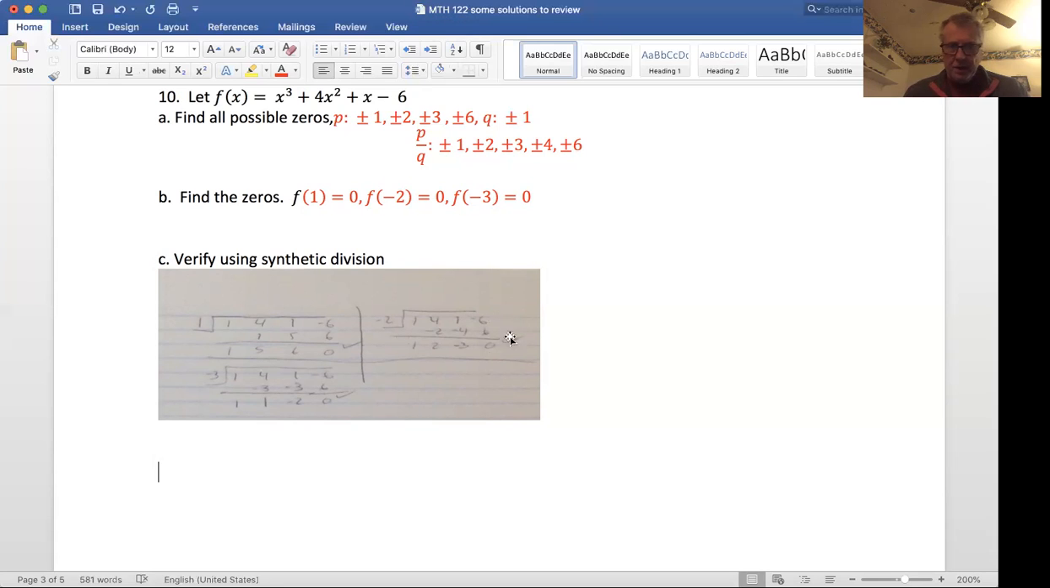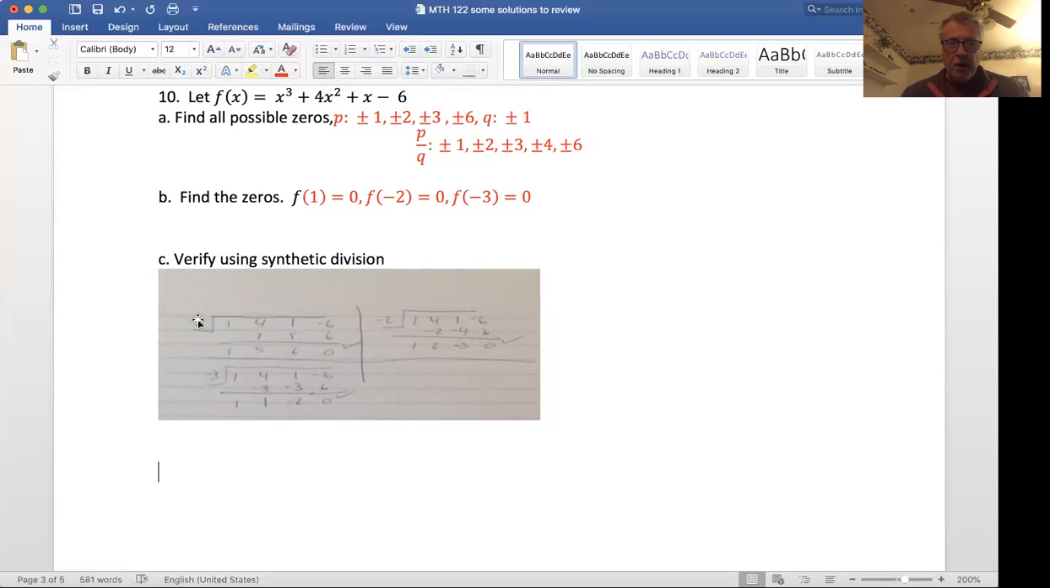And here is the synthetic division for each one. So let's go through just to review some synthetic division. These are the coefficients for the polynomial. 1, because that was the x cubed. 4 was the x squared part. 1 was the x, and minus 6 was the constant. And we're dividing by 1 because that's one of our zeros. So we drop the leading term straight down and multiply this by 1. 1 times 1 is 1. Put it in the next column. We add these together and get 5.